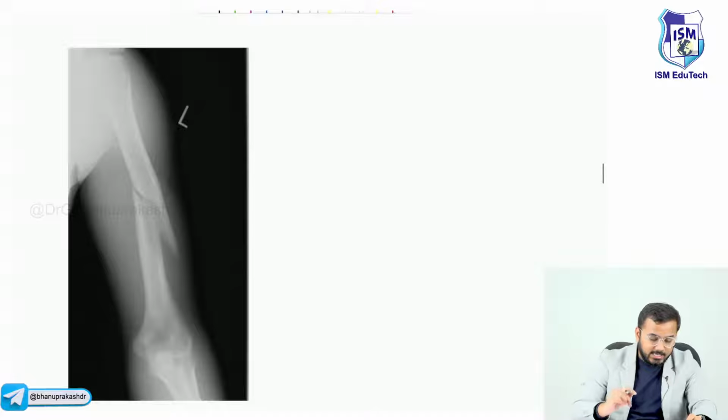Now all of you diagnose and tell me, what is this fracture here? Please say left or right.